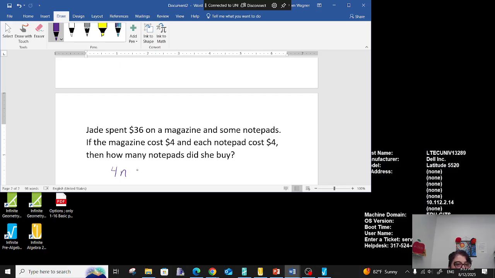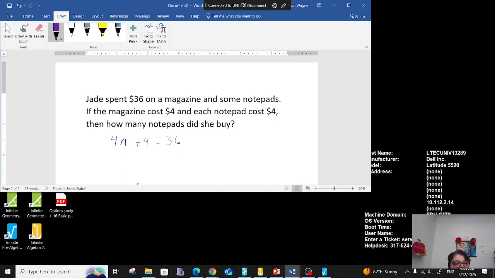Plus, she has a magazine. The magazine also costs $4. And she spent a total of $36. So you would subtract 4. You get 4n equals 32. And then divide by 4. And she had 8 notepads.